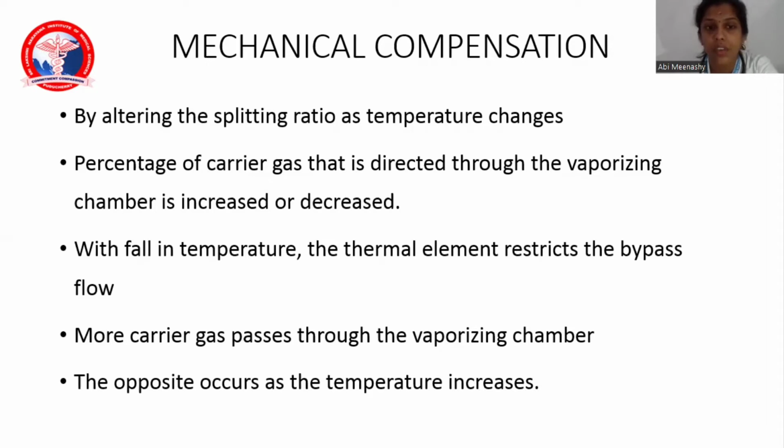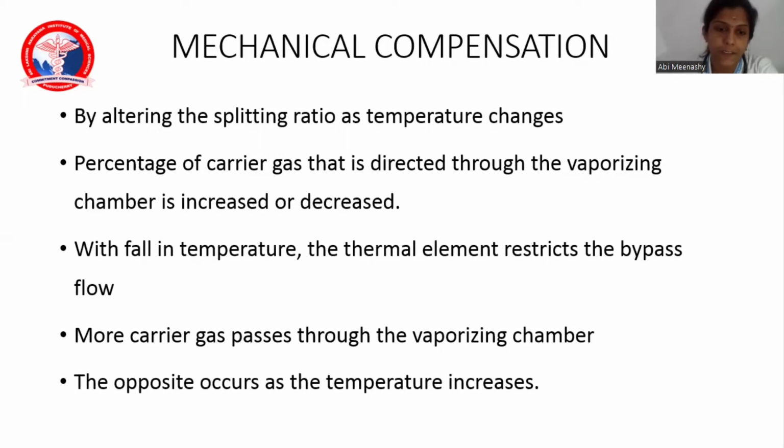So with fall in temperature, the thermal element restricts the flow through the bypass chamber and more carrier gas passes through the vaporizing chamber. The opposite occurs when temperature increases. So when temperature increases, the thermal element will restrict the gas through the vaporizing chamber, right? Then it will increase the gas through the bypass chamber.